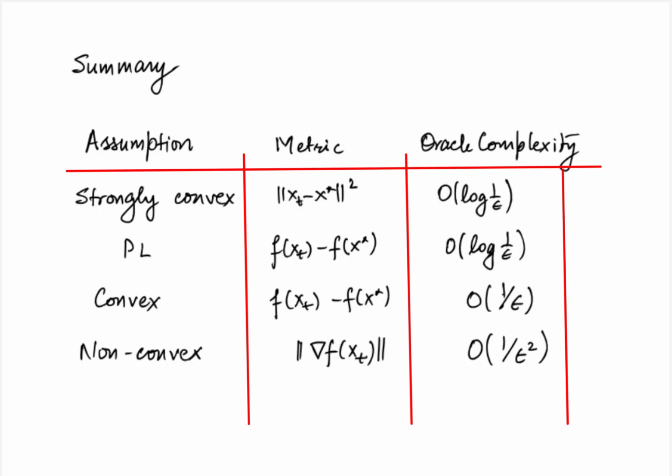Just to see things in better perspective here, let us consider a simple example value of epsilon equal to 10 power minus 3. Then if we are considering log to the base 2, we can see that we require 10 iterations for the cases where we have linear convergence, that is for strongly convex and PL functions. However, we require 1000 iterations for minimizing the general convex case and a million iterations for the non-convex setting. So as you can see, there's a lot of difference between these three regimes.